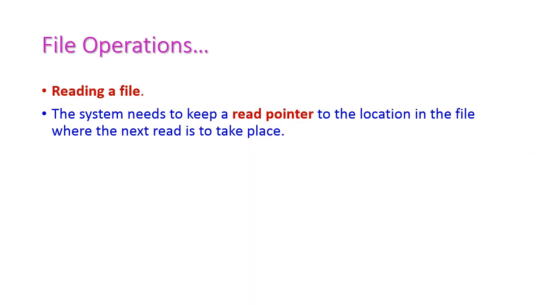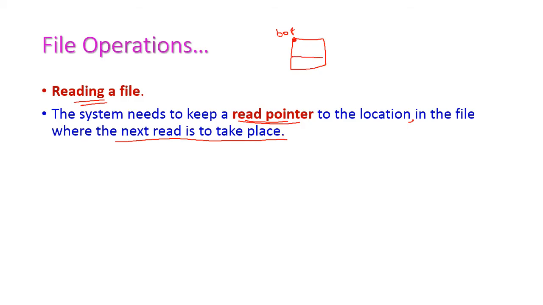The next one is read operation. The system keeps the read pointer to the location in the file where the next read is to take place. Normally the read pointer will be located at the beginning of the file, BOF. The read will take place only at the beginning of the file. This is the default position.